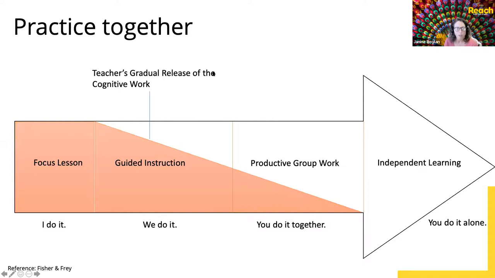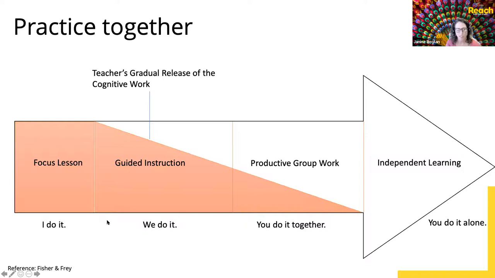The gradual release of responsibility framework is based on the research of Piaget, Vygotsky, Bandura, Wood, Bruner, and Ross. So these ideas have been around for a while. It assumes that the cognitive load shifts intentionally and gradually from the teacher to the student. Fisher and Frey describe the gradual release of responsibility framework in four components.